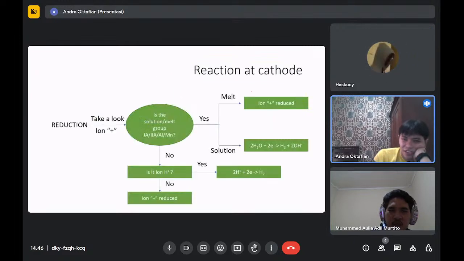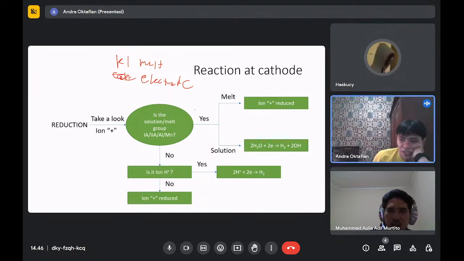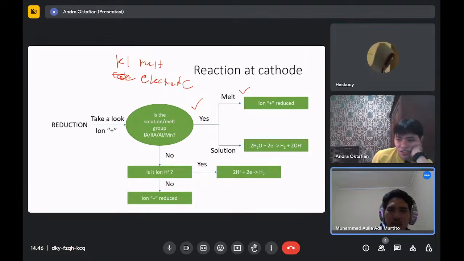Now we see the reaction at the cathode. Remember, it was K melt and electrode C. Potassium is actually from group 1A, right? And then it is plus one. You pick between melt or solution, and it is a melt, so the plus ion will be reduced and become an element, a solid element. It won't be an ion anymore.